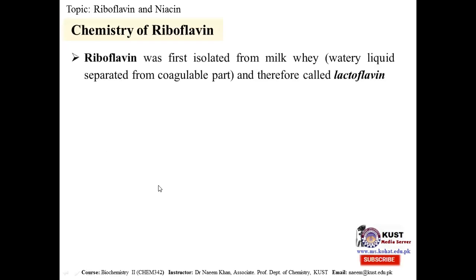Riboflavin was first isolated from the milk whey, which means the watery liquid which is separated from the coagulated part of milk. And that's why it was originally named lactoflavin, because it was first isolated from the watery liquid separated from the coagulable part of milk.